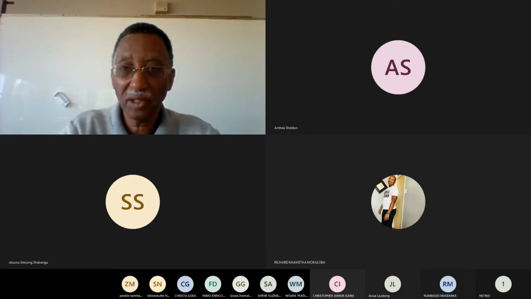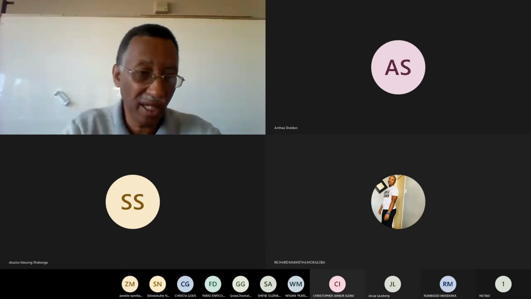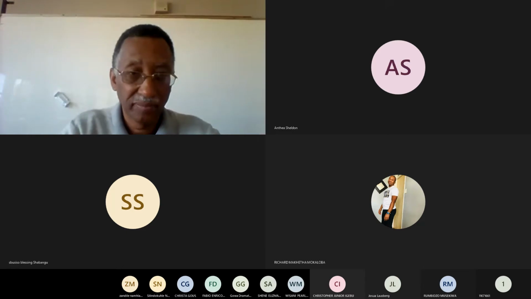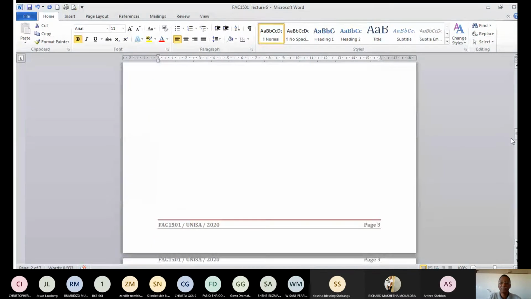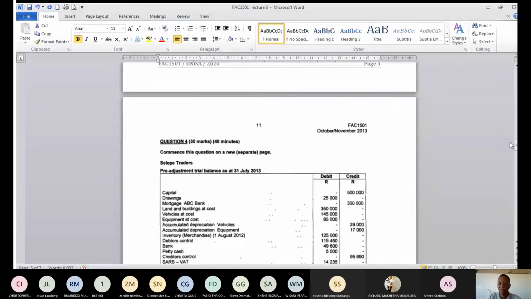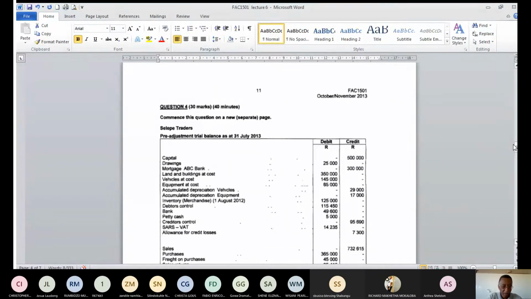Right, we are going to apply all of this now and adjustments. We are going to apply this now in an activity. And the activity that we are going to focus on is in your notes on page 4. We take a look at the October-November 2013 question paper. October-November 2013 question paper. It is a business called Selepe Traders.